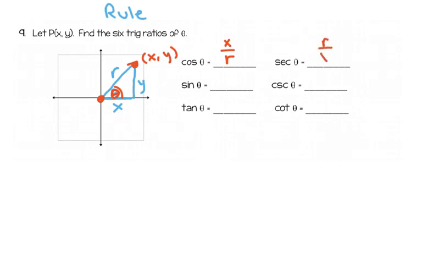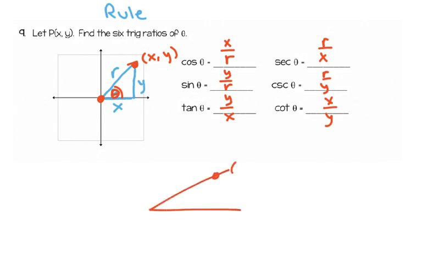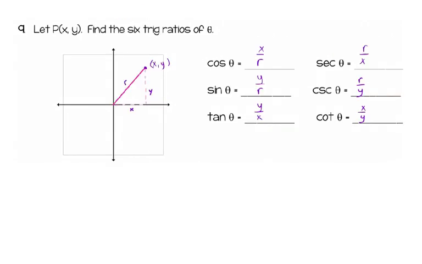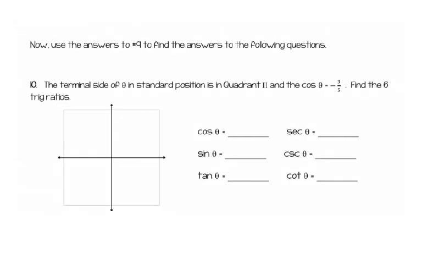Okay, you should have said r over x is secant because it's just the inverse. Sine would be opposite, which is y over hypotenuse, which is r, and so cosecant would be r over y. Tangent would be opposite, which is y over adjacent, which is x, and cotangent then would be x over y. So this is our general rule. Anytime you have a point (x, y), you can find the cosine, secant, cotangent, whatever, using that rule. You don't have to memorize it, but that's something you can go back to if you need it. So let's look at a couple of situations.